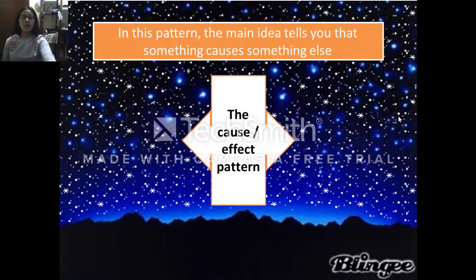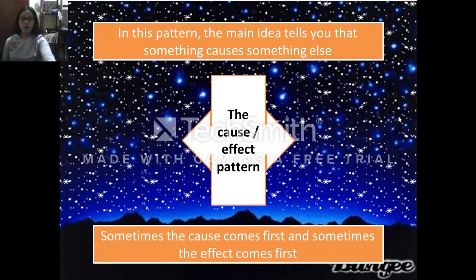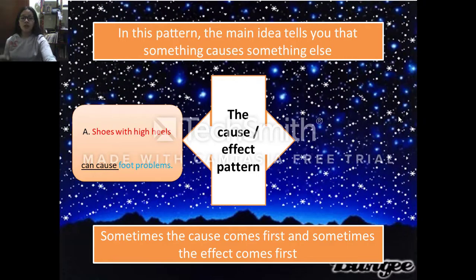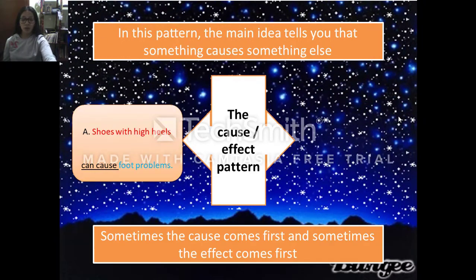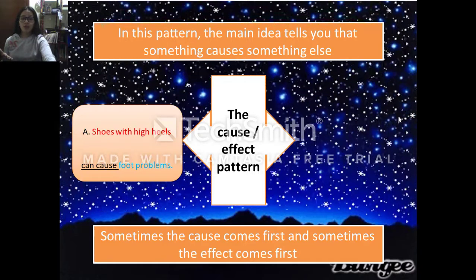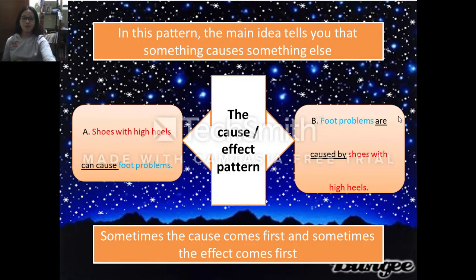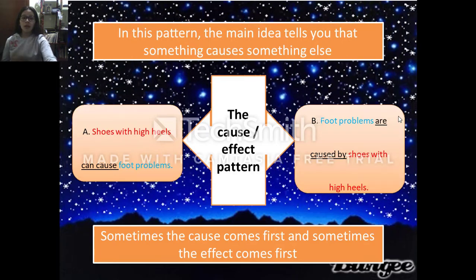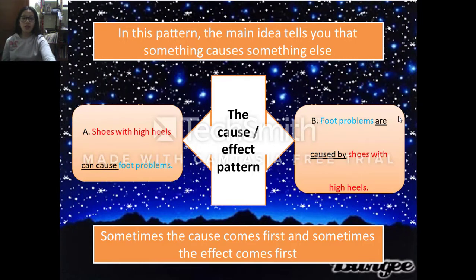The cause-effect pattern. In this pattern, the main idea tells you that something causes something else. Sometimes the cause comes first and sometimes the effect comes first. In the first example, we have: shoes with high heels can cause foot problems. Here, the cause is shoes with high heels and the effect is foot problems. In example B, we have: foot problems are caused by shoes with high heels. Here, the effect is foot problems and the cause is shoes with high heels. Here we can see that we changed the order.